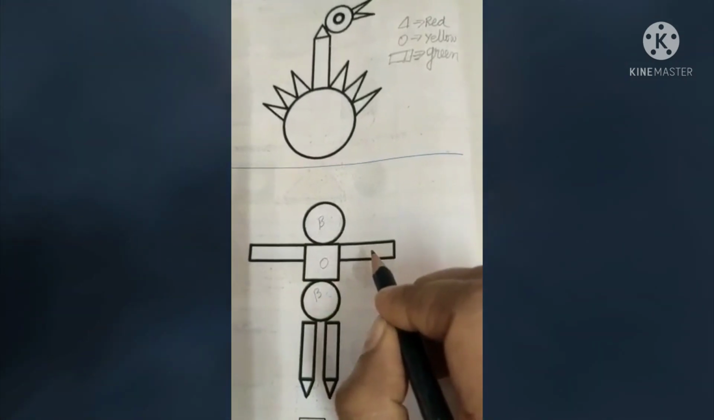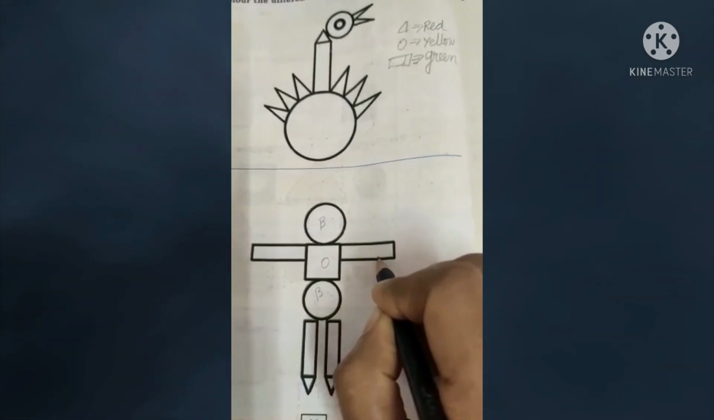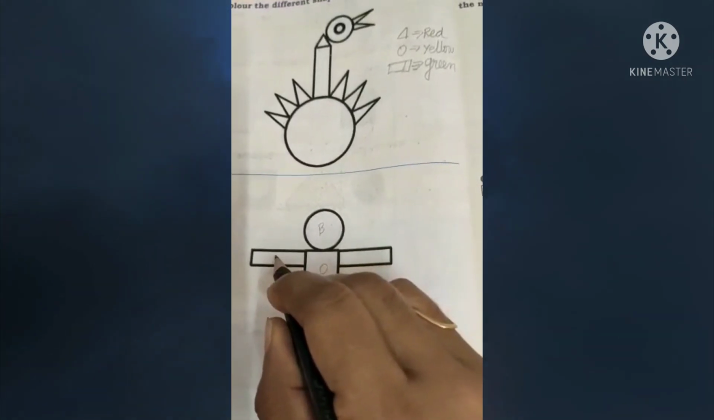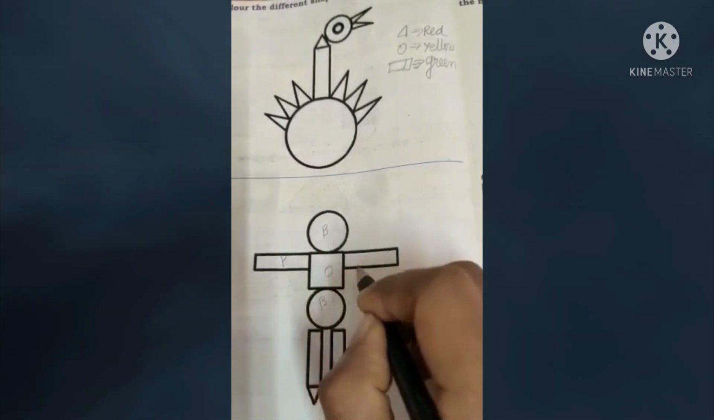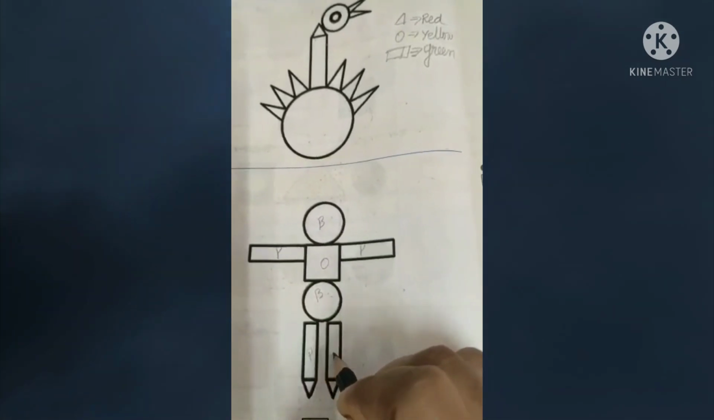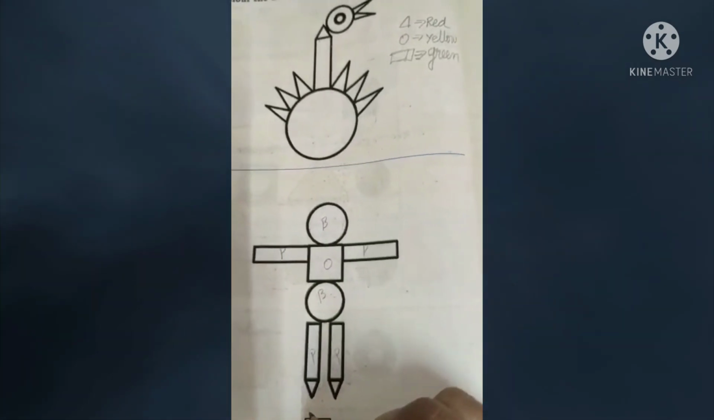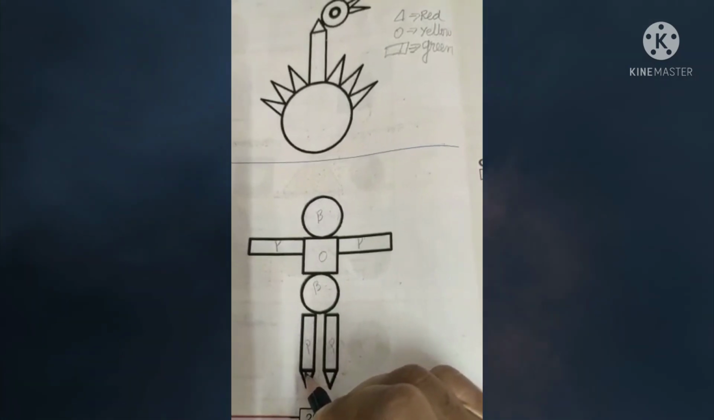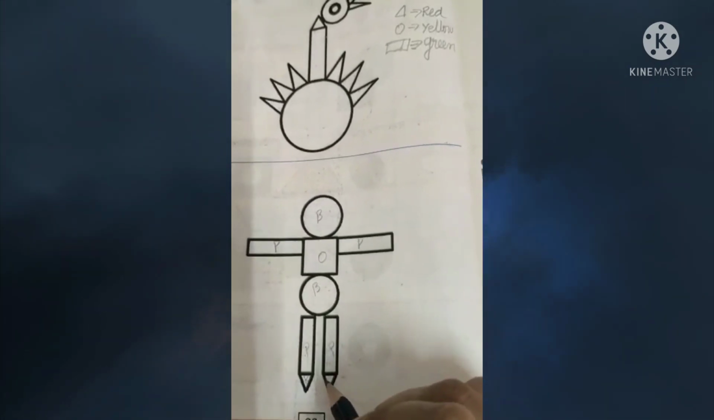For the rectangle you have to give pink color. Here also, here, and for the triangle give their red color, red.